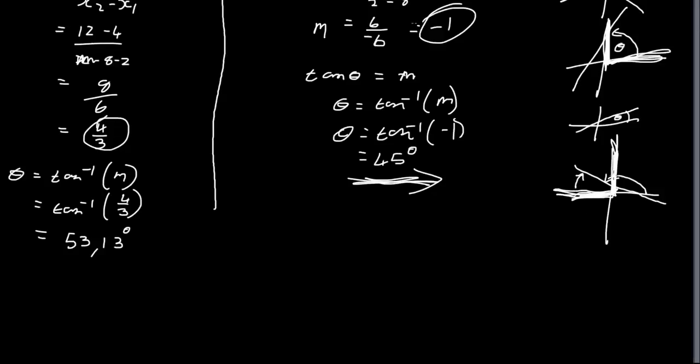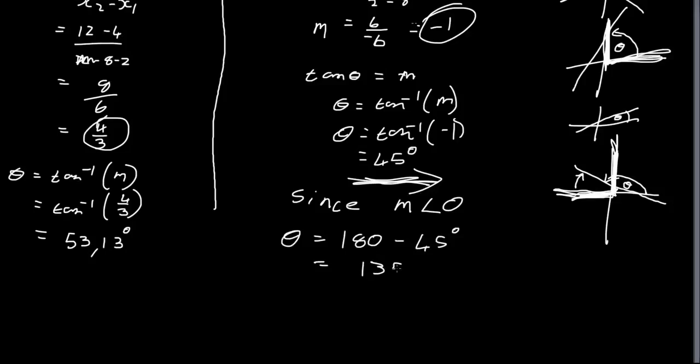So in order to get it correctly defined, if you've got a negative gradient, the actual angle of inclination, since m is less than 0, theta equals 180 minus 45 degrees, which is equal to 135 degrees.